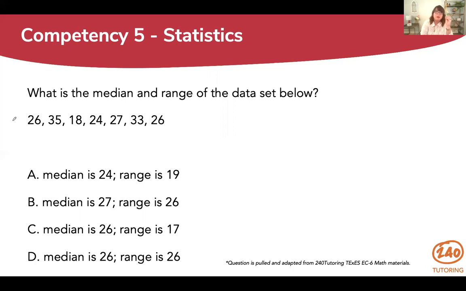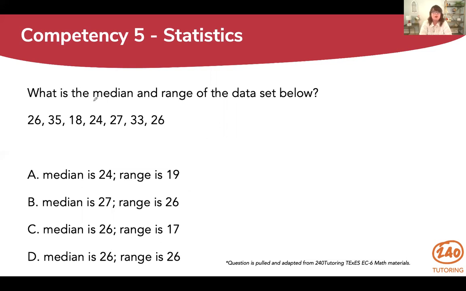So if we were looking at the mode for this, I see 26 in here twice and none of the other numbers repeat. So 26 would be the mode. The median is the middle number when put in order from least to greatest or greatest to least. And if you have 2 numbers in the middle, you average those 2 numbers together. And the range is the difference between the highest and the lowest. If you don't know those terms, you need to learn those.